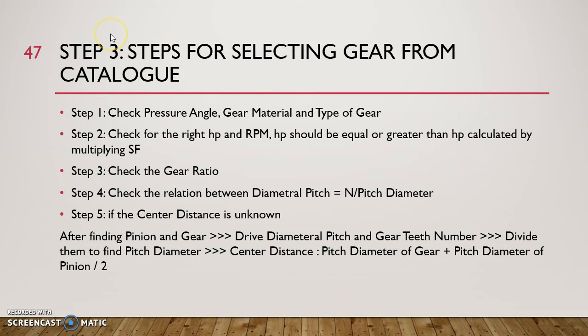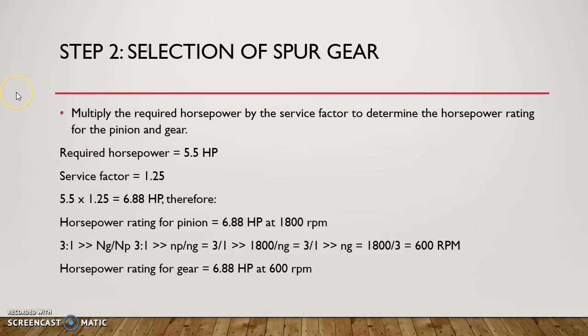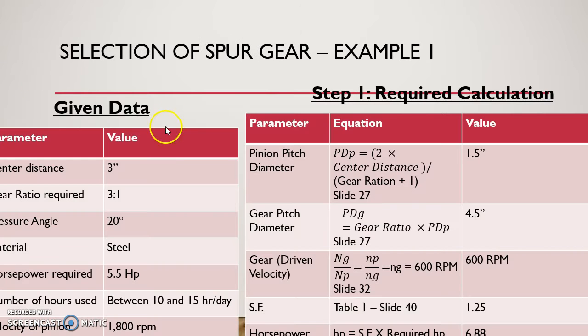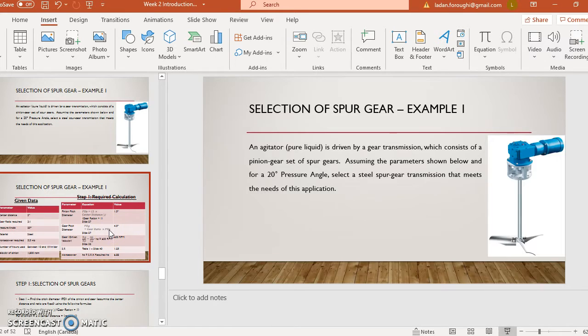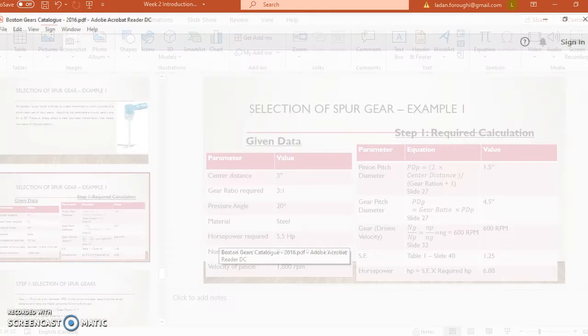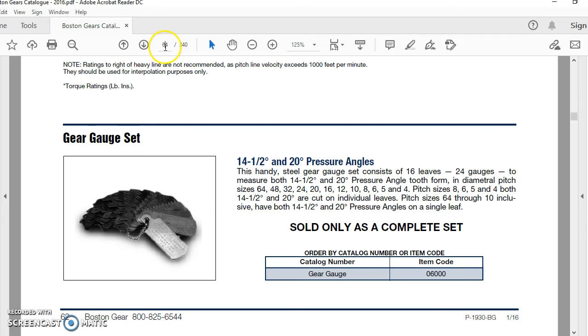So in step 3 we are going to go to the catalog to pick up our gear. Remember that when you want to pick a gear, first you are going to pick the driver gear, or pinion gear. If I come back to slide 40, in this slide I have a horsepower of 6.88 and 1800 rpm for my pinion. So if I go to the Boston Gear catalog and go to Spur Gear.